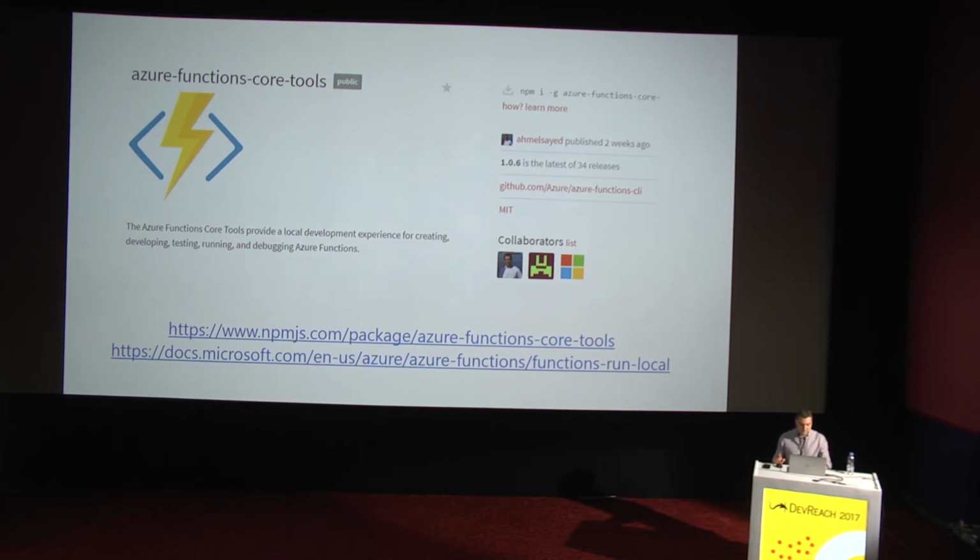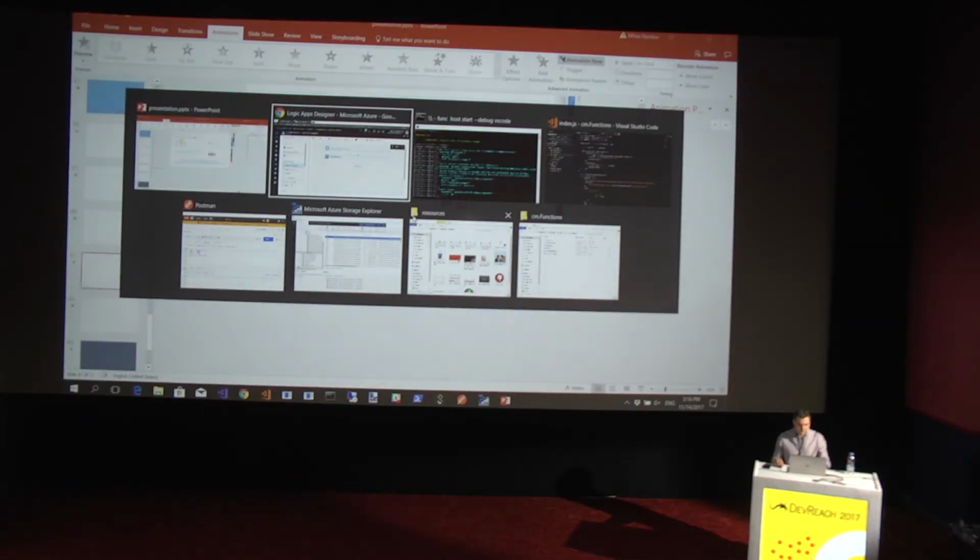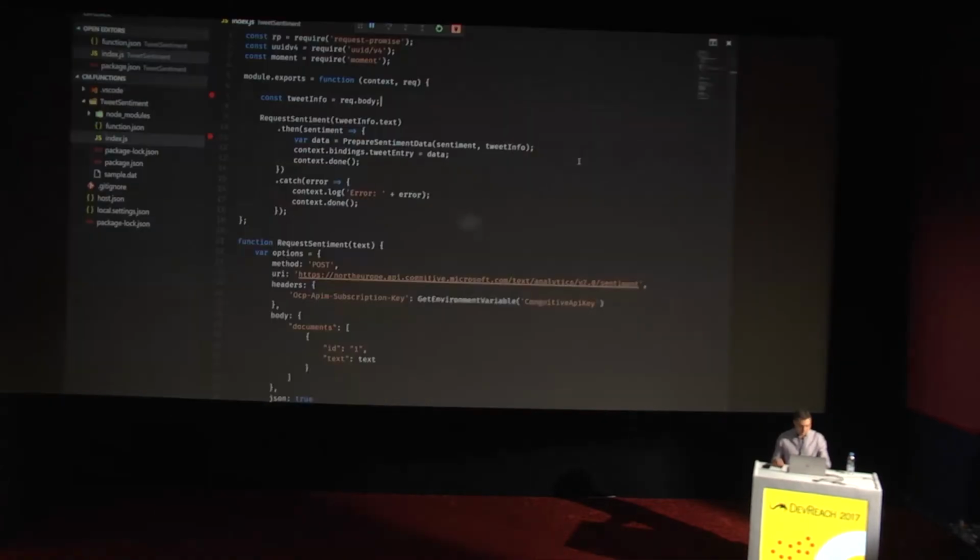If I go back to Visual Studio Code, where is that? Okay, there it is. Each function is a separate folder, so whenever you use the tool, it will create this folder for you, and all of the files that you need. It will create the function JSON, and depending on the template that you choose, it will create a template. For example, for this, I started off with the HTTP trigger template, and then modified it according to my needs.